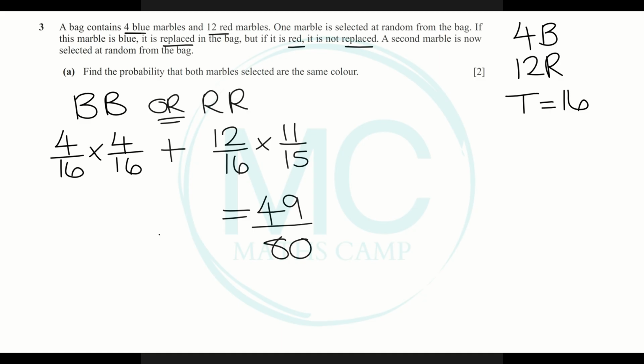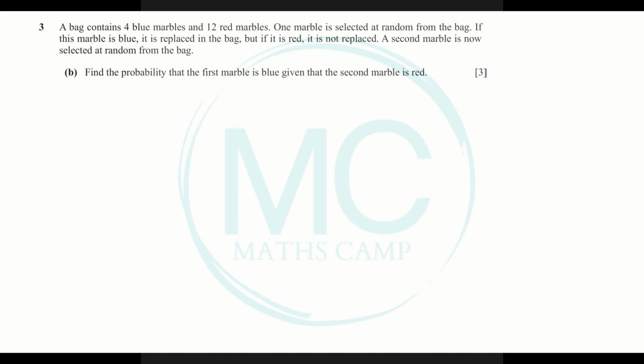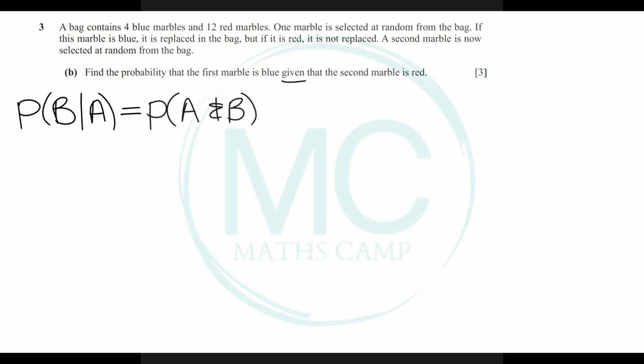Now let's move on to part B. Find the probability the first marble is blue given the second marble is red. The word given shows us we are working with conditional probability. When working with conditional probability, we use the formula probability of B given A is equal to probability of A and B over the probability of A.